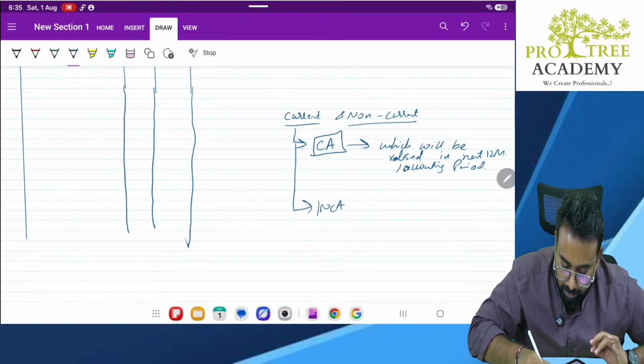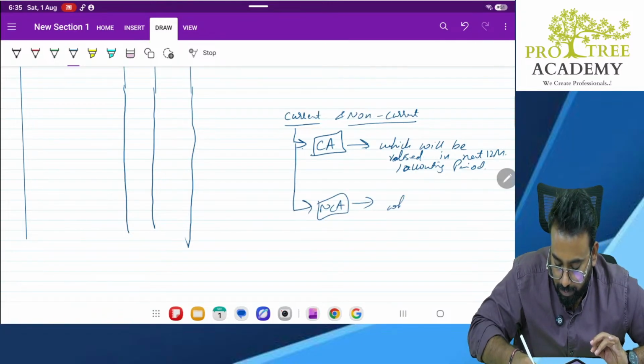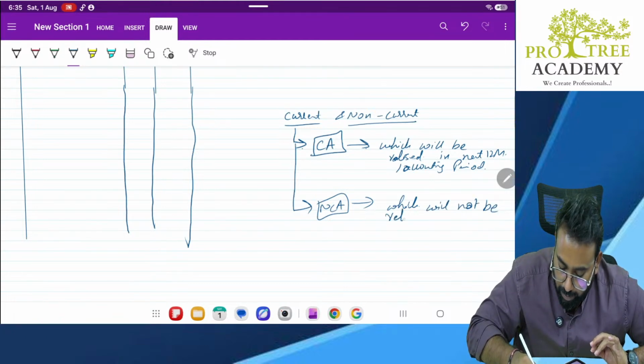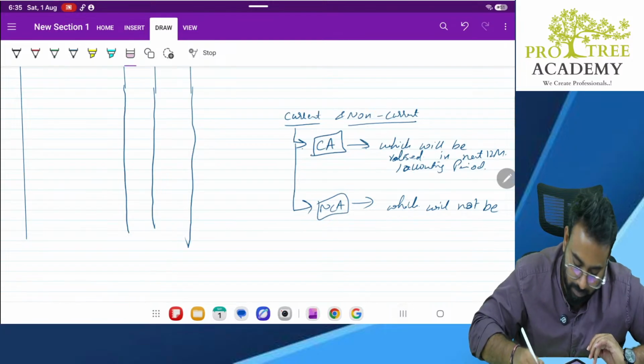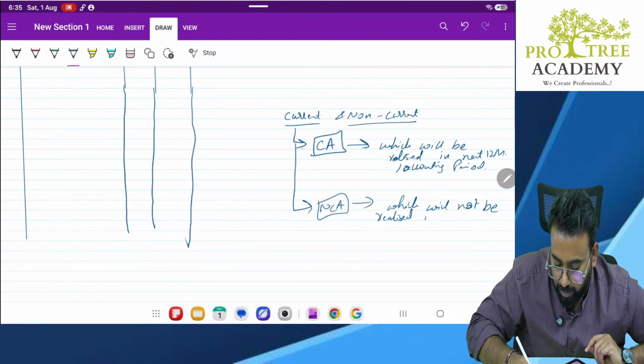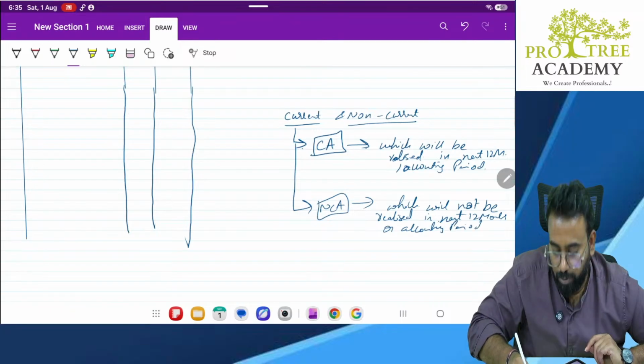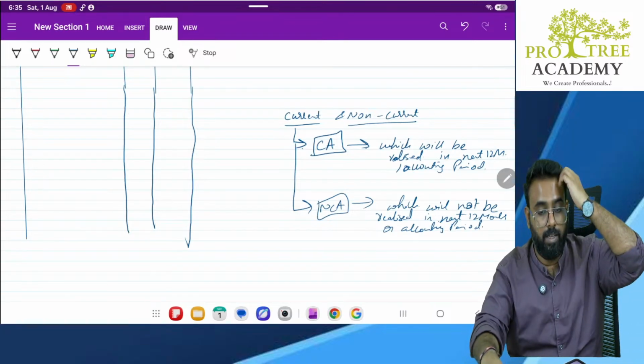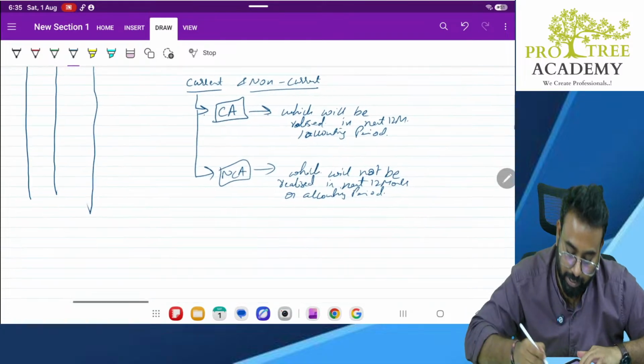Non-current assets are those which will not be realized in the next 12 months or accounting period. Sir, you have written the definition. Now please explain, sir. Okay, I will explain it to you.